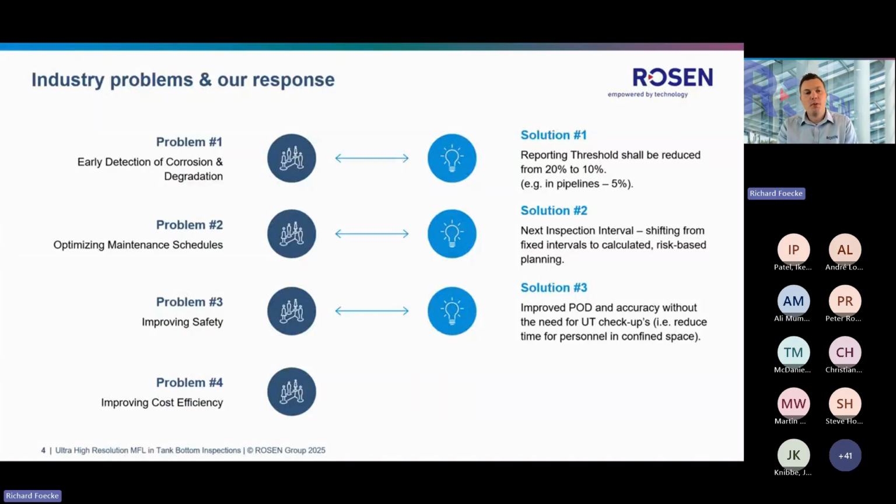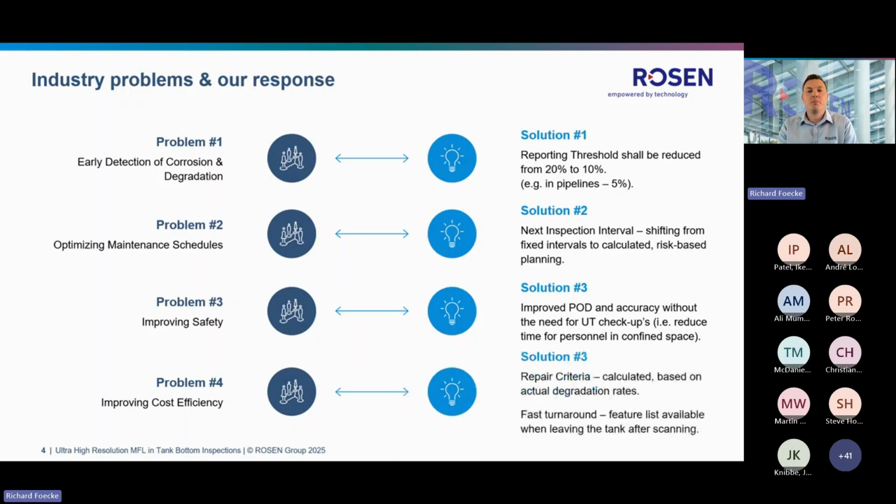The last, or the fourth, problem actually is improving cost efficiency. Of course, nobody wants to spend more money than necessary, but we also don't want to suffer on the quality side. So therefore, it is important to identify and define proper repair criteria, which are calculated and are based on actual degradation rates. So don't use standard values. And to get to a fast turnaround time, with automation, we assure that feature lists are available on the fly and available before we leave the tank after scanning.